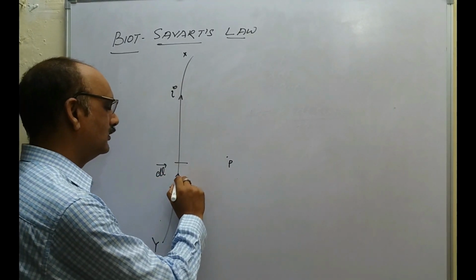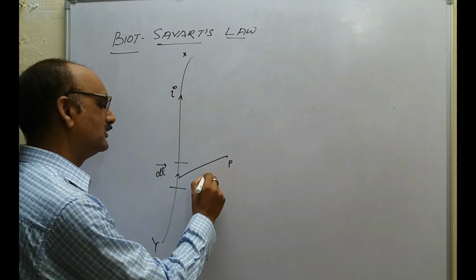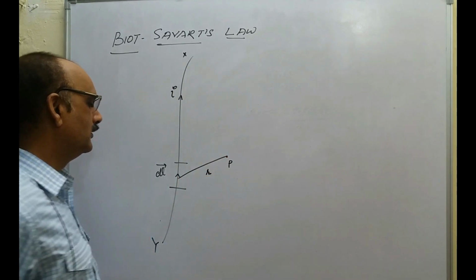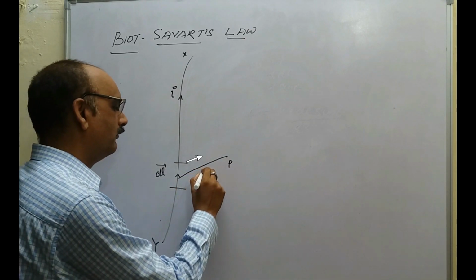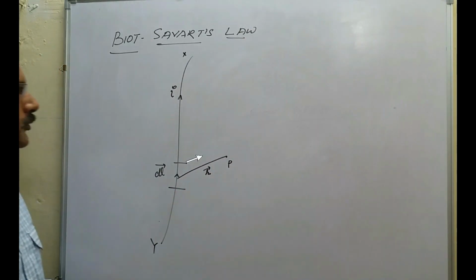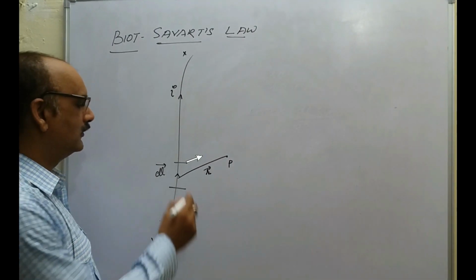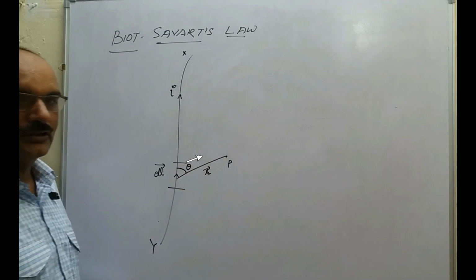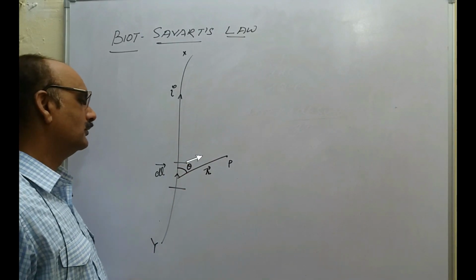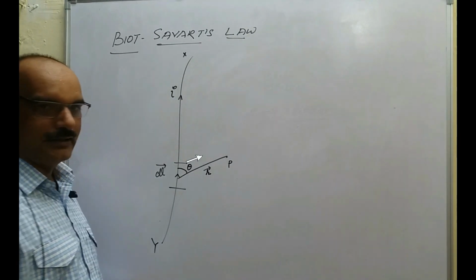Let r be the distance between dl and P, and vector r is the position vector of point P with respect to dl. Theta is the angle between r and dl.